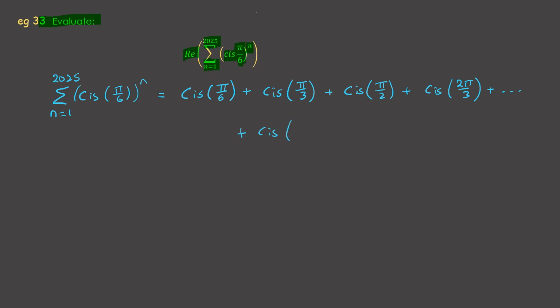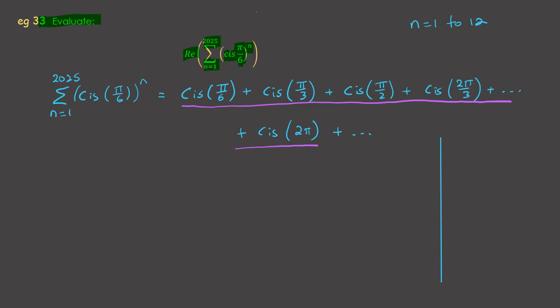Let's go up to where we get 12π/6. So n is 12. So 12π/6 is 2π. And then it would continue on from there. But let's just look at what happens with the first 12. So we're looking here at n equals 1 to 12.